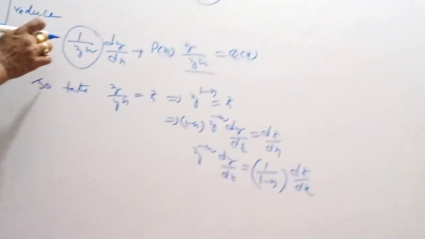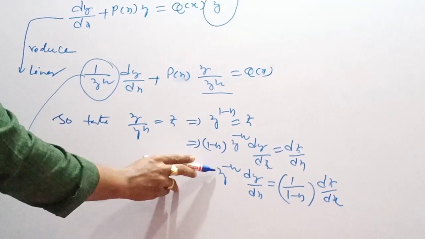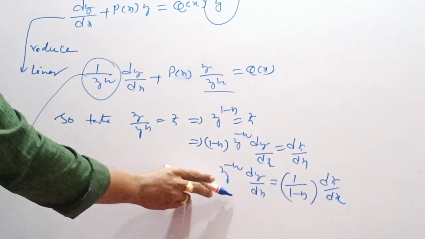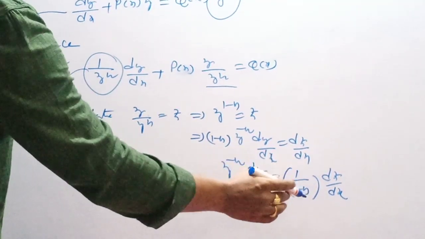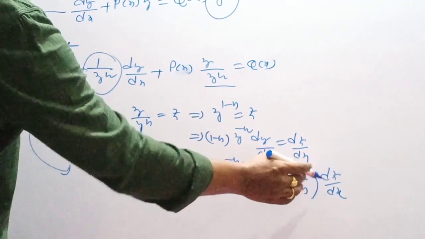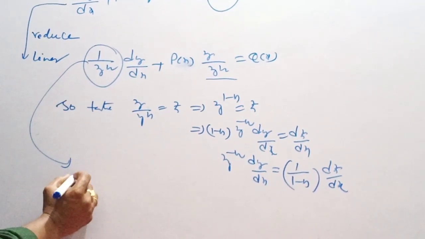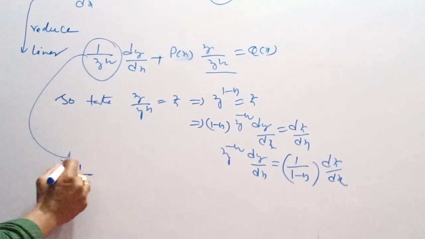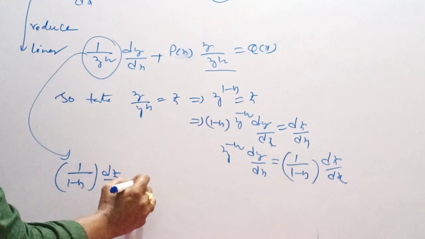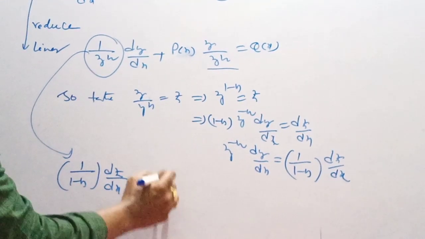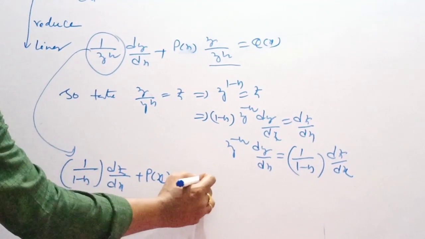Okay, so here is 1 by y power n. This is y to the power minus n, meaning 1 by y to the power of n. Okay, so this term can be replaced by 1 by 1 minus n into dz by dx. So rewrite this term: 1 by 1 minus n into dz by dx plus p of x into, this y by y power n is z, equal to q of x.